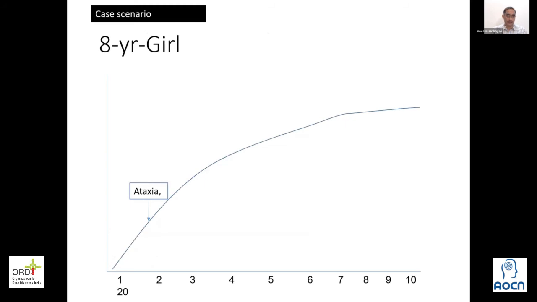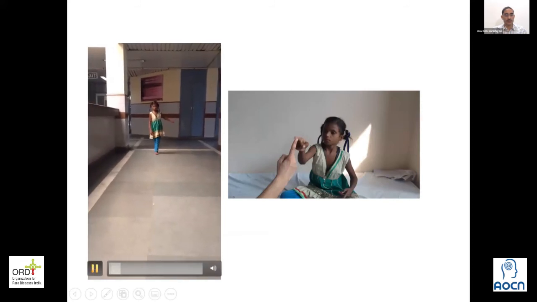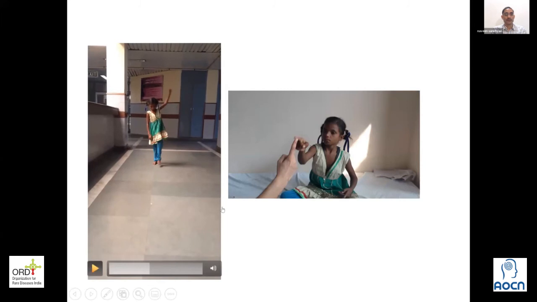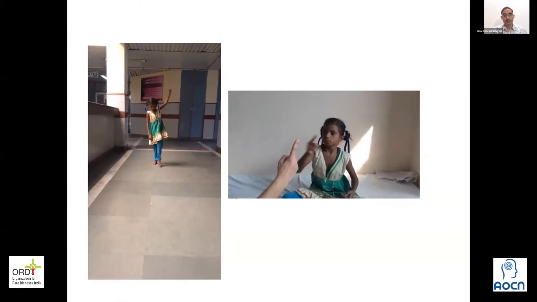So I'll just share another case scenario. This was an 8-year-old girl that we saw, and she had ataxia beginning at 2 years of age. When we evaluated her at 8 years, she had difficulty in tandem gait. She had other signs of cerebellar involvement like past pointing, dysmetria, intentional tremor.